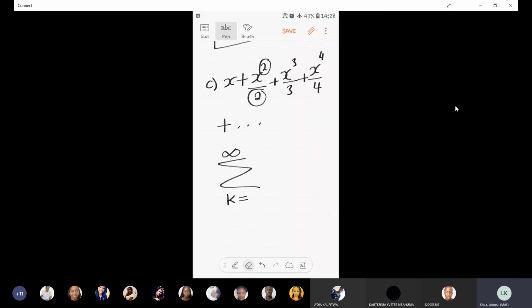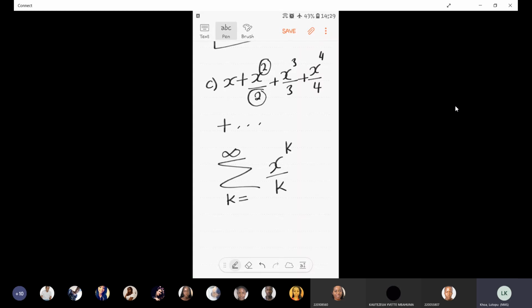Yes, I think that it's x to the power of k over k or something like that. Okay, that is very good. So the k is constant. That one does not change. K may be 1, but we are not told what k is.